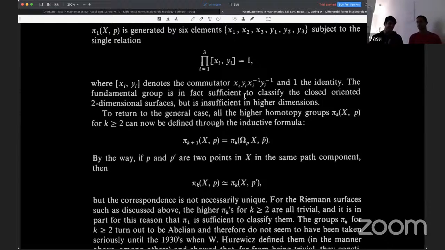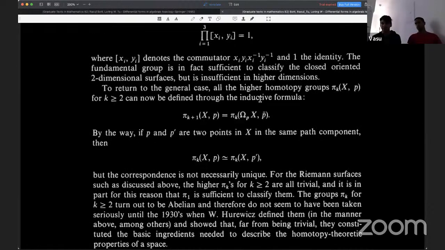There's some degree of freedom for the Riemann surface itself, which is the complex structure. There are these 3G minus 3 moduli on top of it. But for the underlying topology, that's fixed. Once you know this group, you know the topological type, you know the surface.